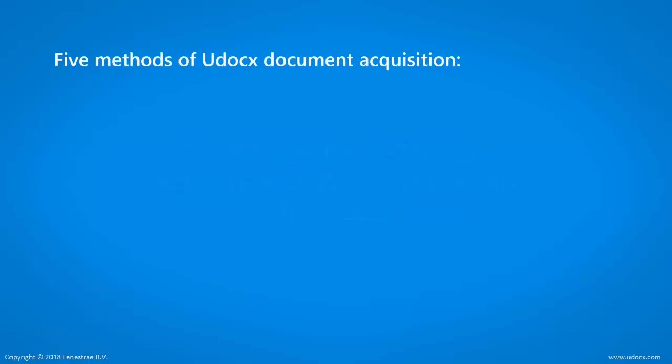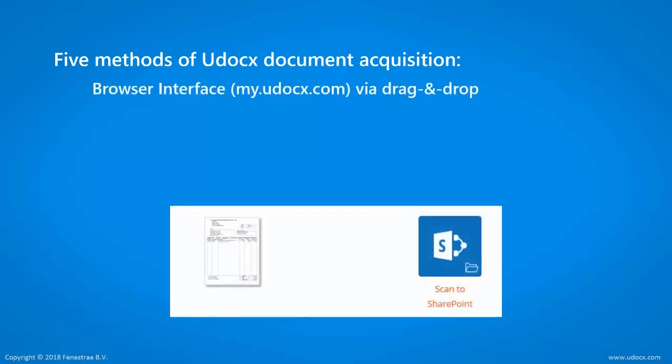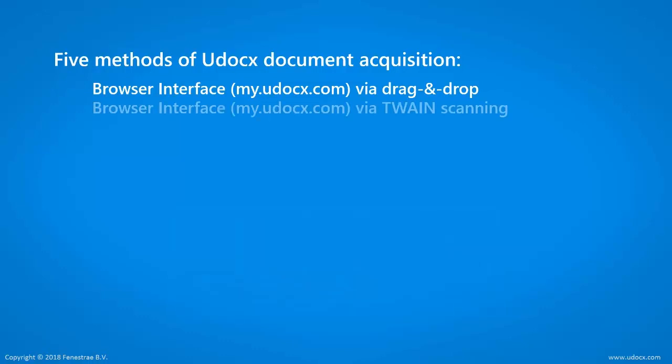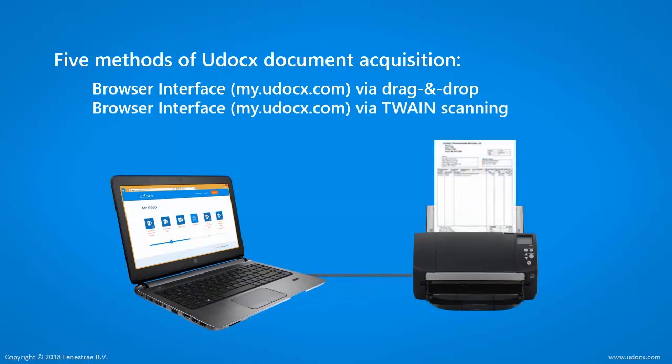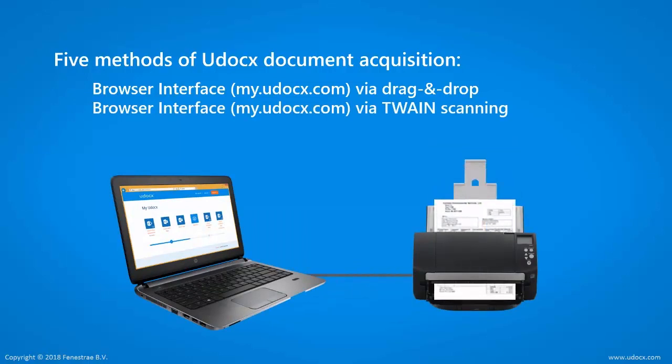Udocx features 5 methods of document acquisition. Each method is fully customizable to meet the needs of our customers. First is the drag-and-drop browser interface available at my.udocx.com. This webpage can also interface with Twain-compatible devices, such as flatbed and sheet-fed scanners.